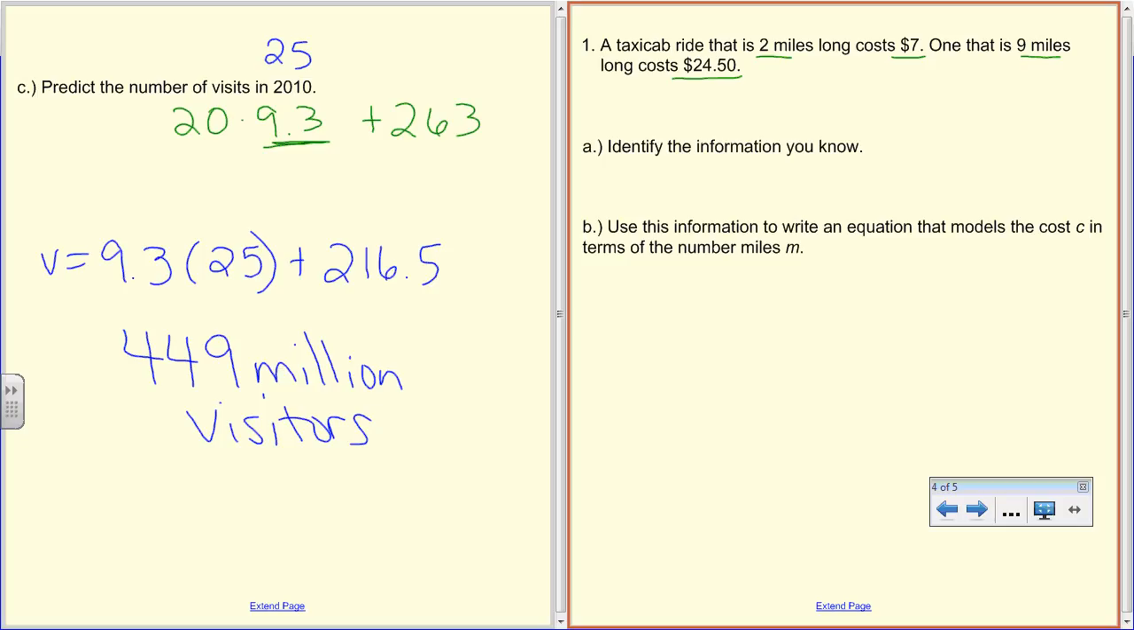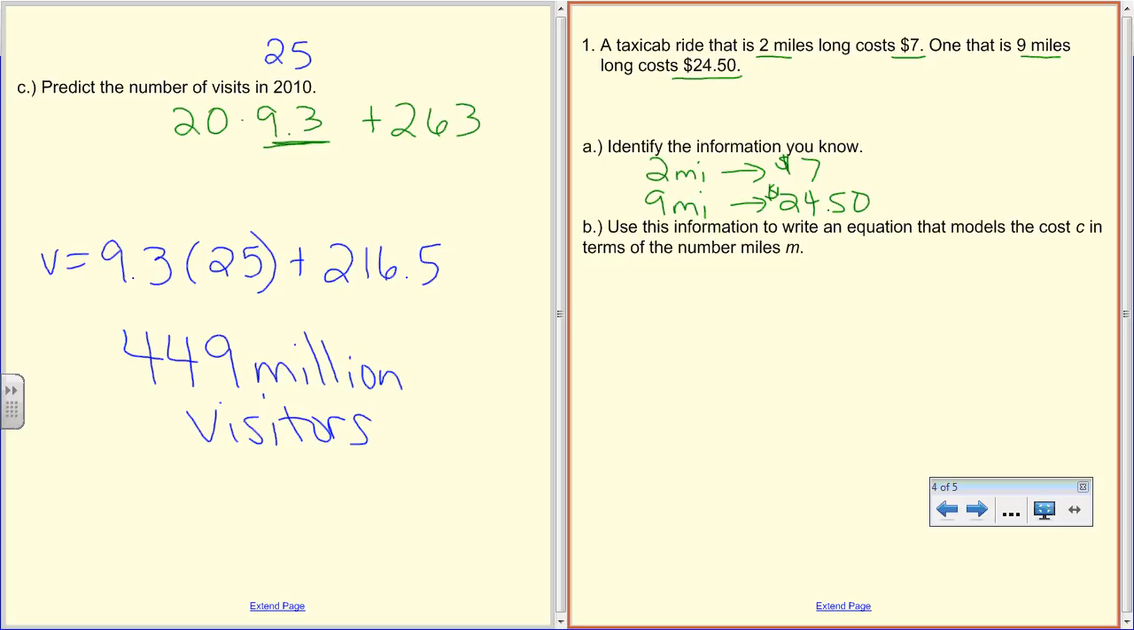And it's pretty obvious, guys, because how many pieces of information did I underline? 4. So I know 2 miles is $7. And I know 9 miles is $24.50. If you can identify the information you know, guys, and write it in an organized way, does it give you a way that it's kind of natural for finding slope?